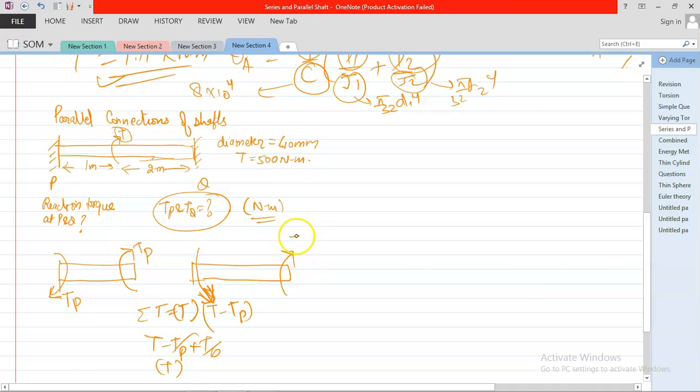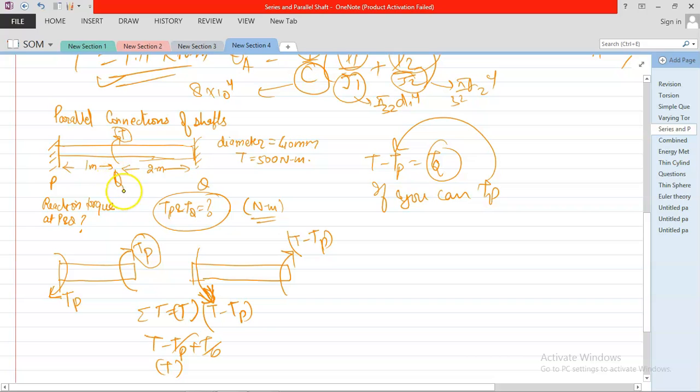Now I am applying TP here. So what would be the value of torque here? T minus TP, so that when I add both the terms, it will be T minus TP plus TP, that is T. Now here I need to apply T minus TP in the opposite direction to TP, and here also it will be T minus TP for the body to be in equilibrium. So T minus TP is TQ. If you can find TP, then subtract it from T, you can get TQ.